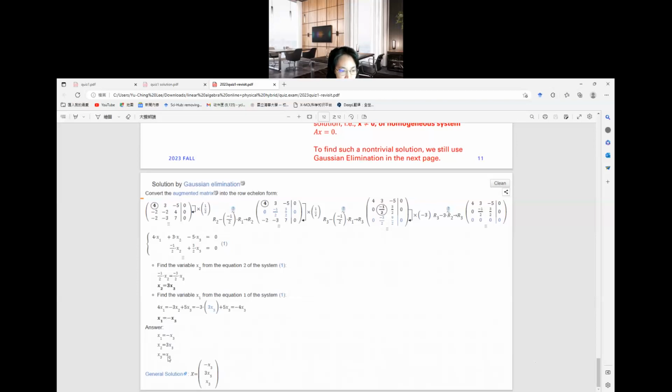And I provide my answer as x3 equals x3, x2 is 3 times x3, x1 is minus 1 times x3, or I put the general solution in a vector format, and x3 can be any value. So if I put x3 as 1, then this x is -1, 3, and 1. And that is a non-trivial solution since this is not an all-zero vector. So this becomes a non-trivial solution to answer this specific question.